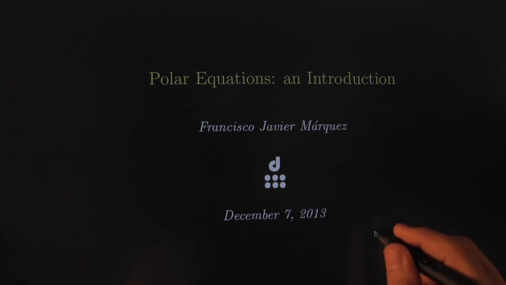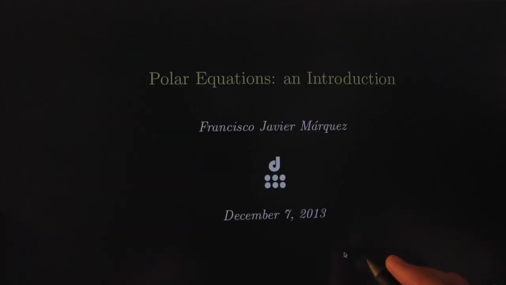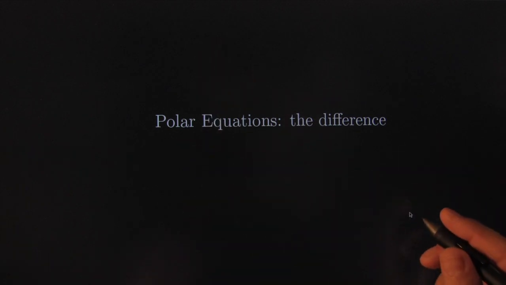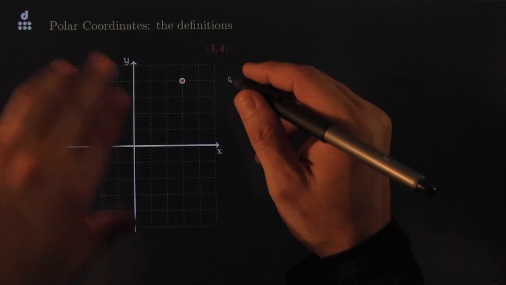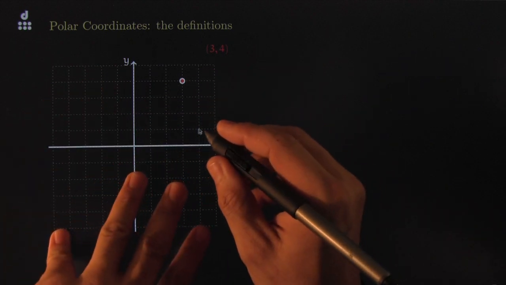Today is a lot of stuff that you've already been doing before, but today we take a second look at it from the point of view of polar equations. So take a look at other kind of equations. These are called Cartesian. They're invented by Rene Descartes.